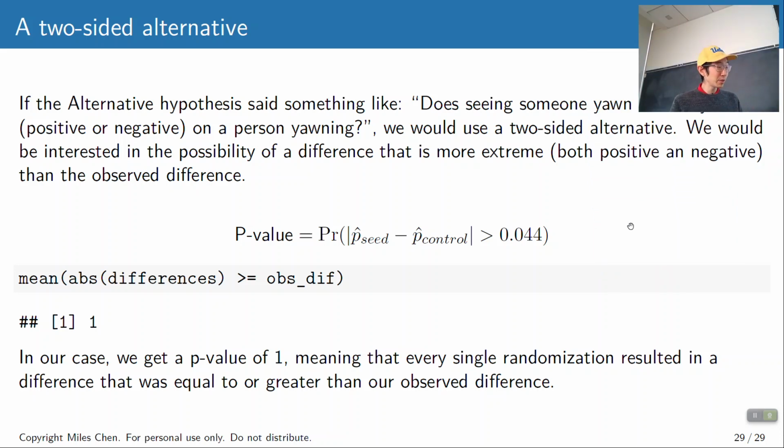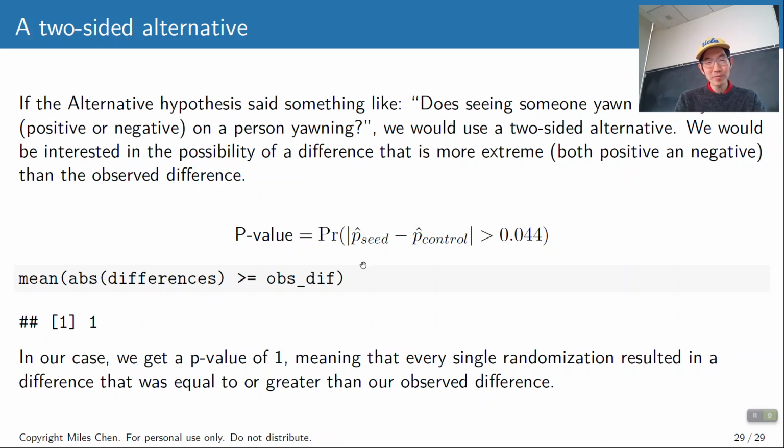So here we would use the absolute value, and again, this would be greater than or equal to. So our p-value here would be the probability that the absolute value of these proportion differences is greater than or equal to 0.044. And if you do that, you get a p-value of 1, okay, 100%. And that feels really unusual. You're like, how can you get a p-value of 1, okay?